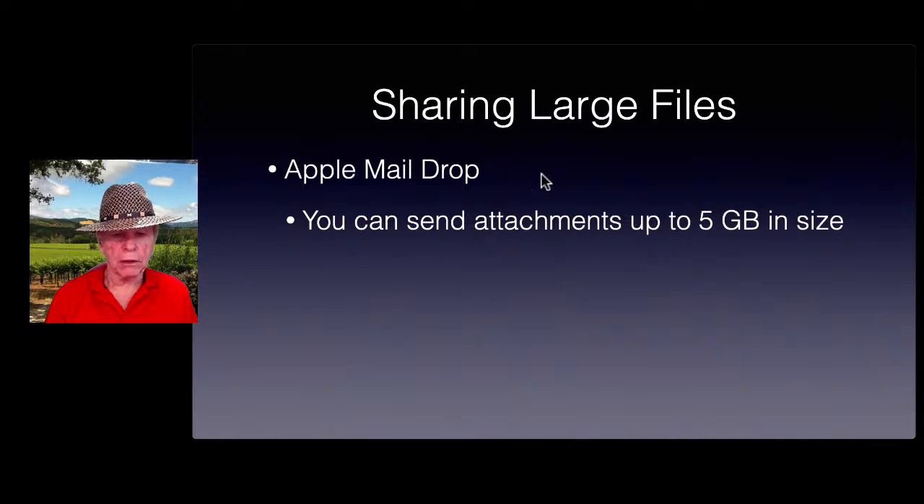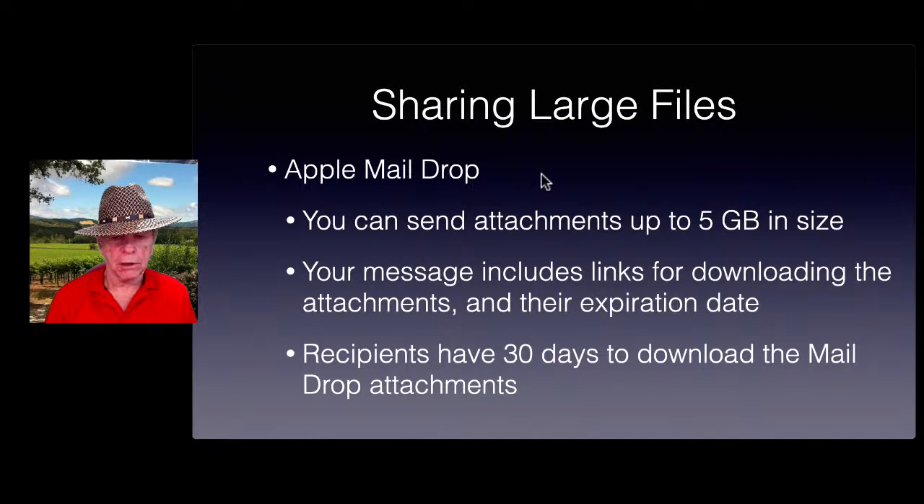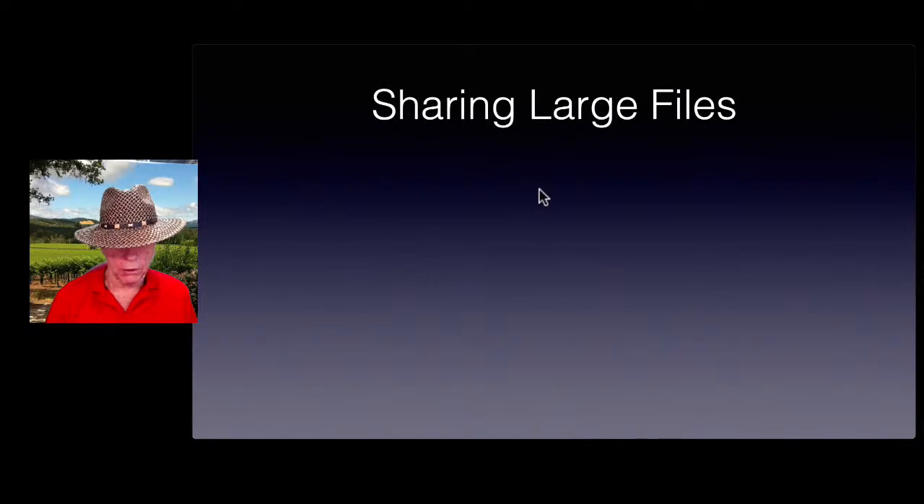So Apple MailDrop allows you to send attachments up to 5 gigabytes in size, and then your message is going to have a link in it for downloading the attachment, and these expire after 30 days. So you want to make sure your recipient knows that they can't procrastinate on that. They need to download them within 30 days. So let's see how that works.